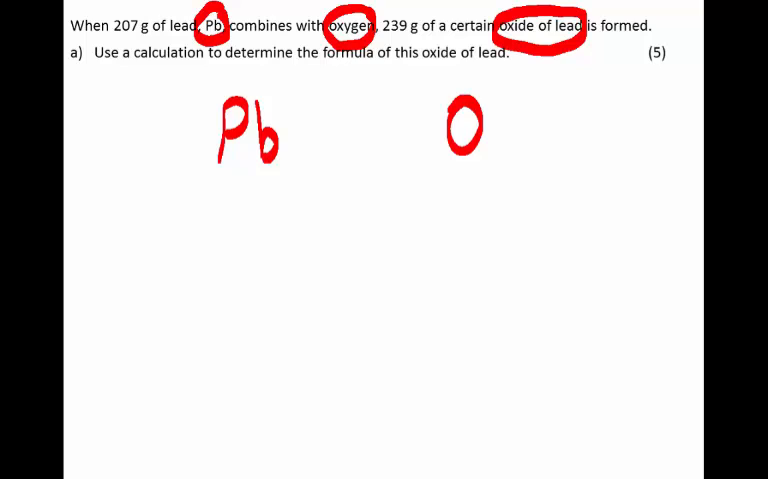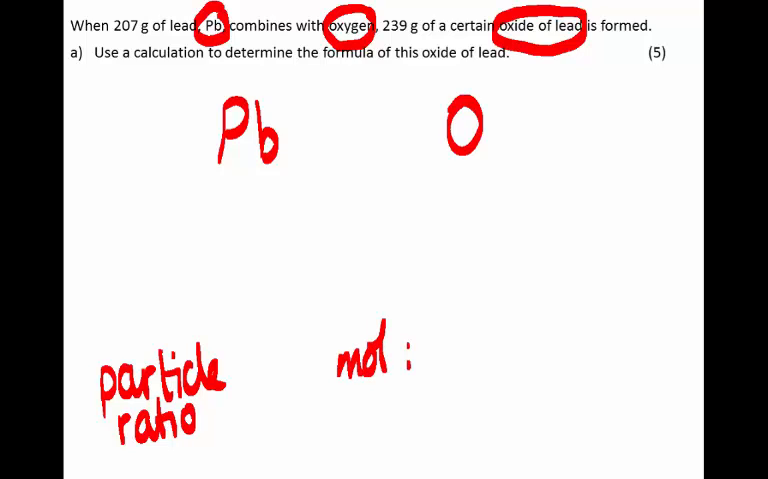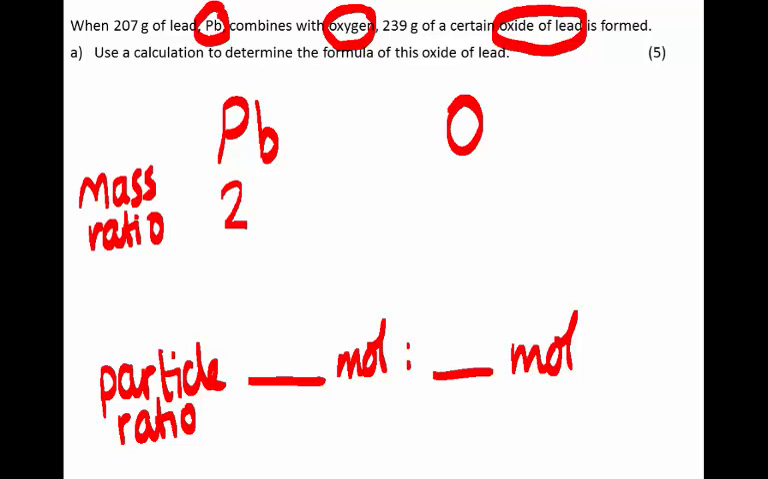And what does the formula show? The formula shows the particle ratio between lead and oxygen. How many moles of lead is to how many moles of oxygen? That will give us the formula. But we don't have that information. We instead have the mass ratio, because we are told that there are 207 grams of lead inside there. We aren't told how much oxygen, but we can deduce it.